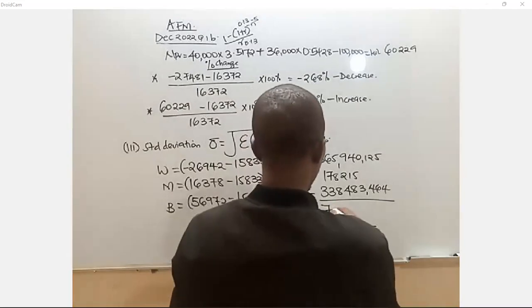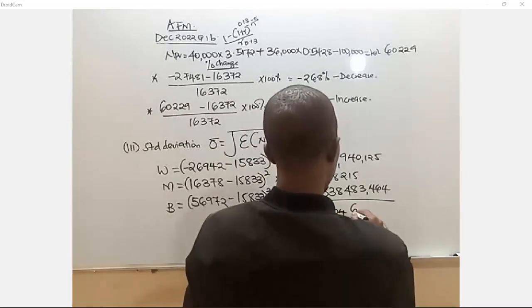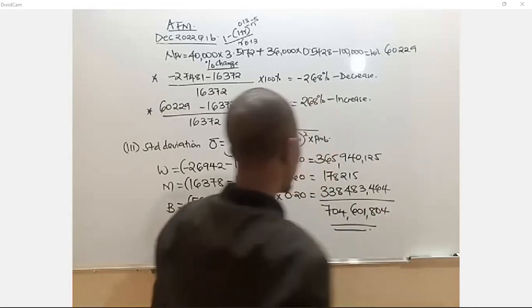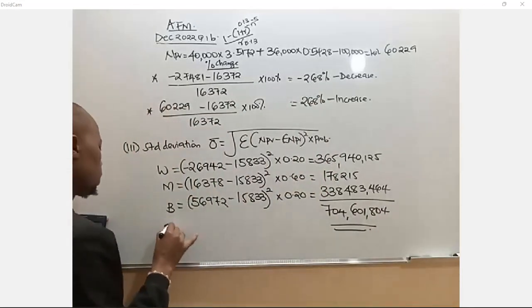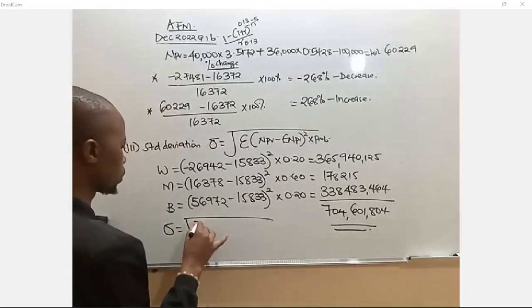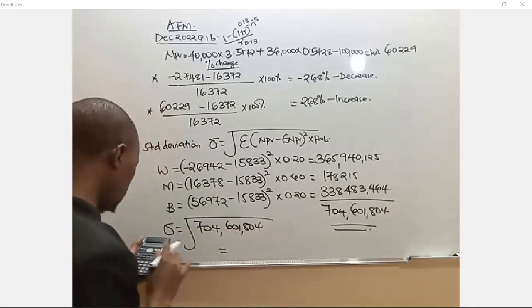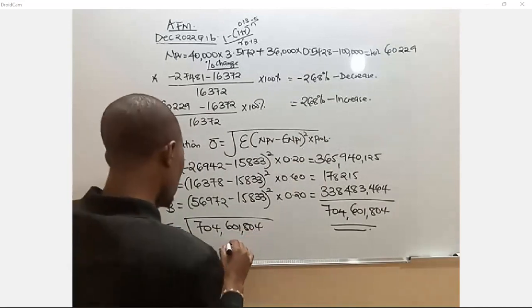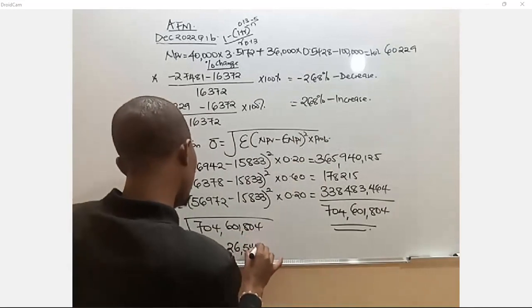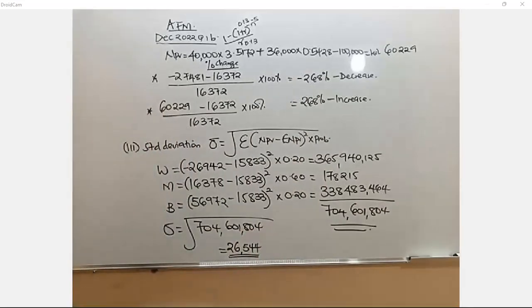Okay, 704,601,804. So what is the root of this? To get the standard deviation of our answer, we take the root of 704,601,804. We get around 26,544. So I think up to that point we are good.